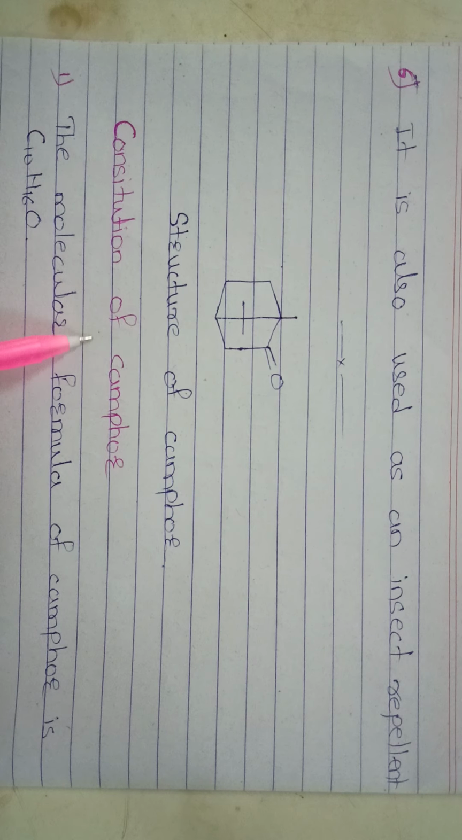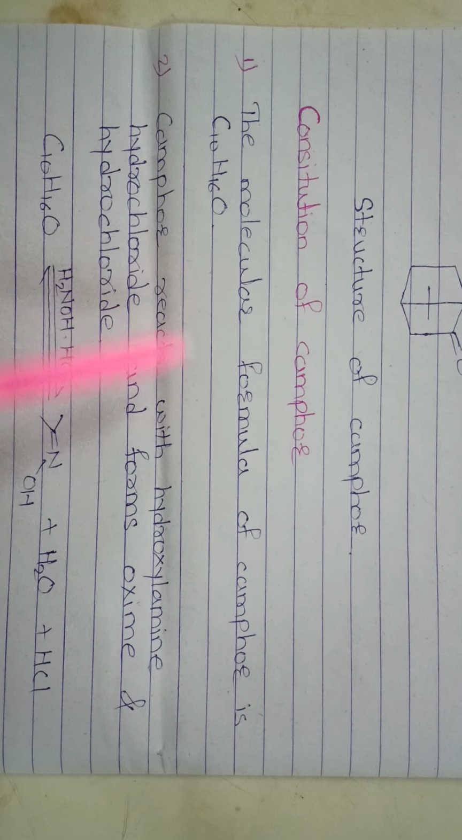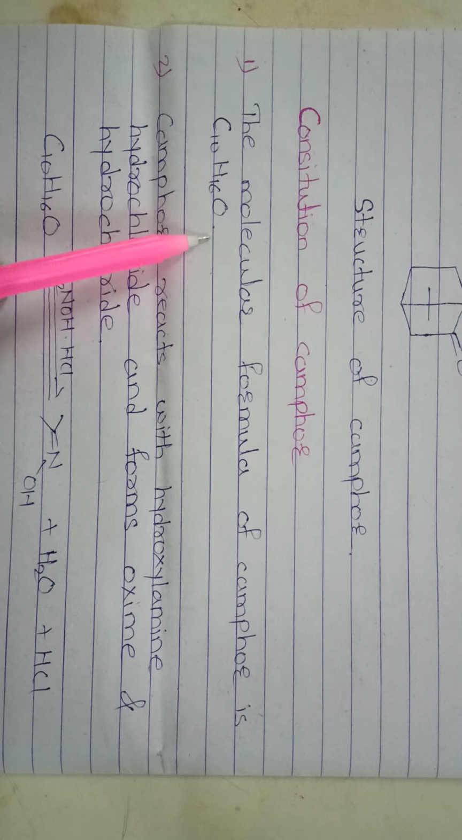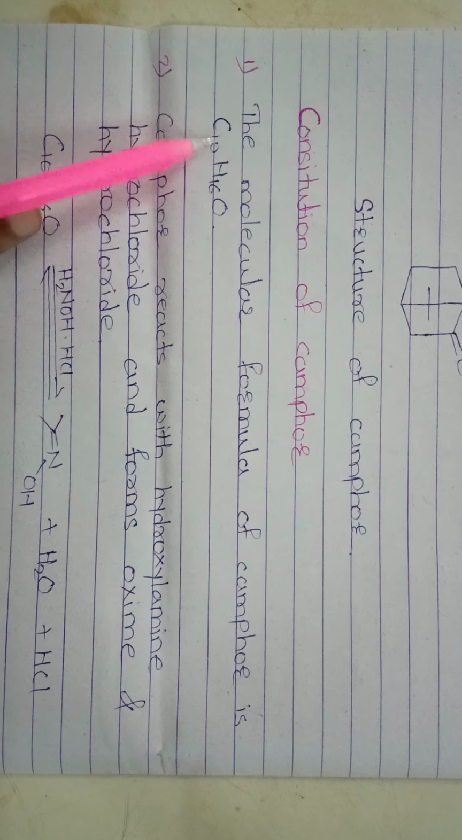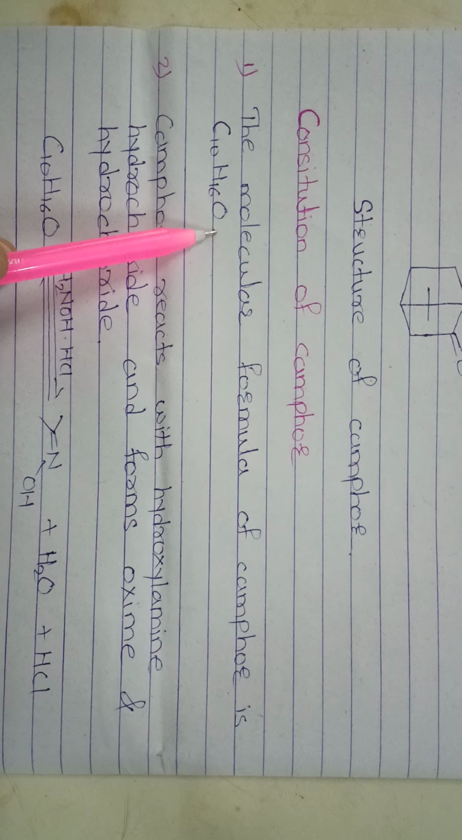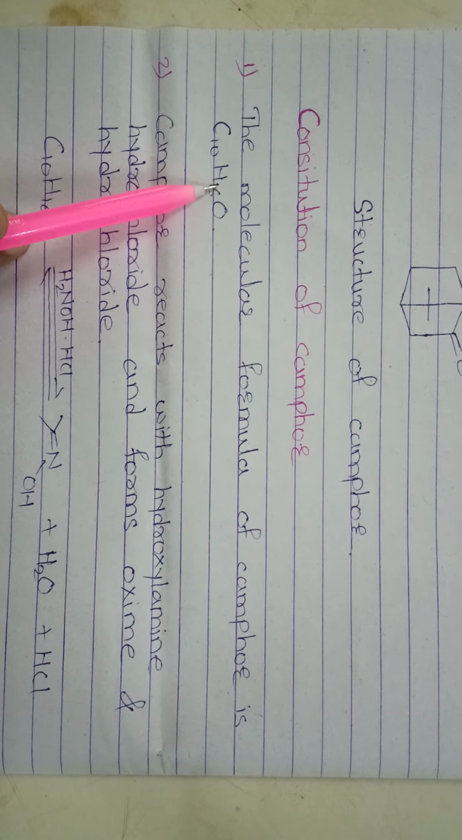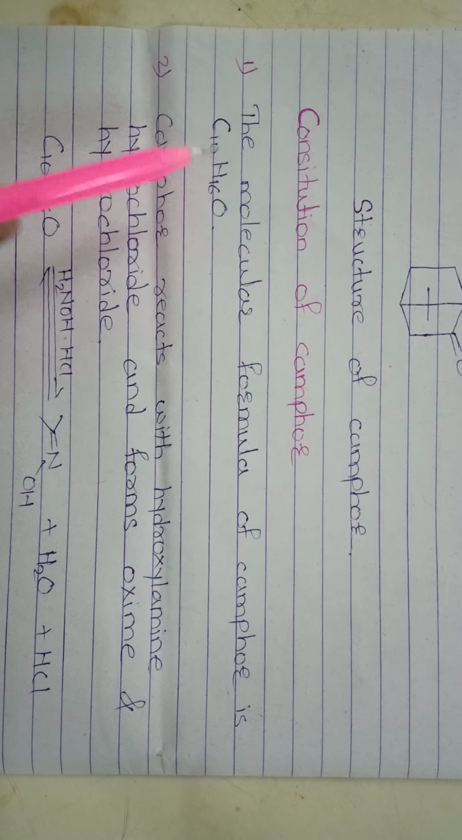Then the next point is the constitution of camphor. The first point: the molecular formula of camphor is C10H16O. Camphor contains carbon, hydrogen and oxygen, which means camphor is a terpenoid. It contains 10 carbon atoms, which means it contains 2 isoprene units, and because it contains 2 isoprene units, it belongs to the class of monoterpenoids, joined by head to tail linkage.